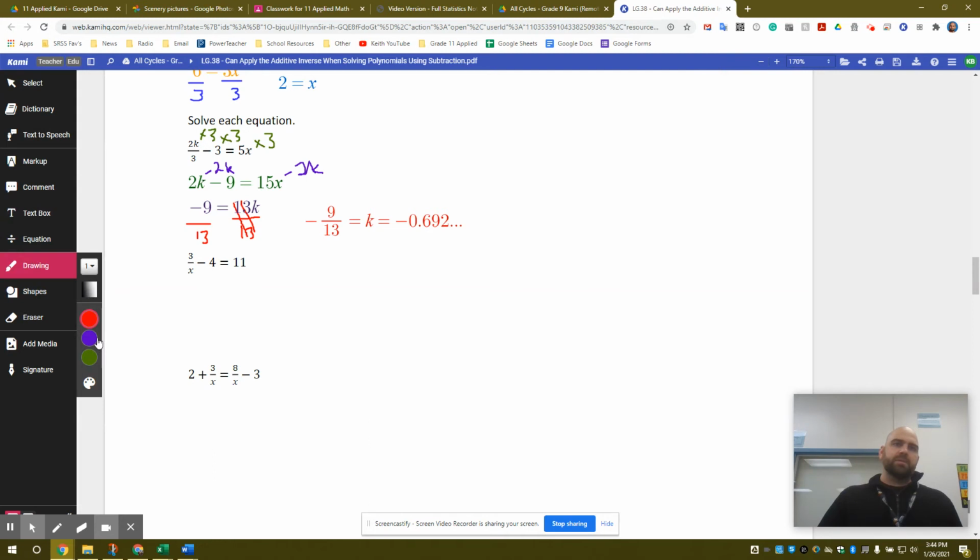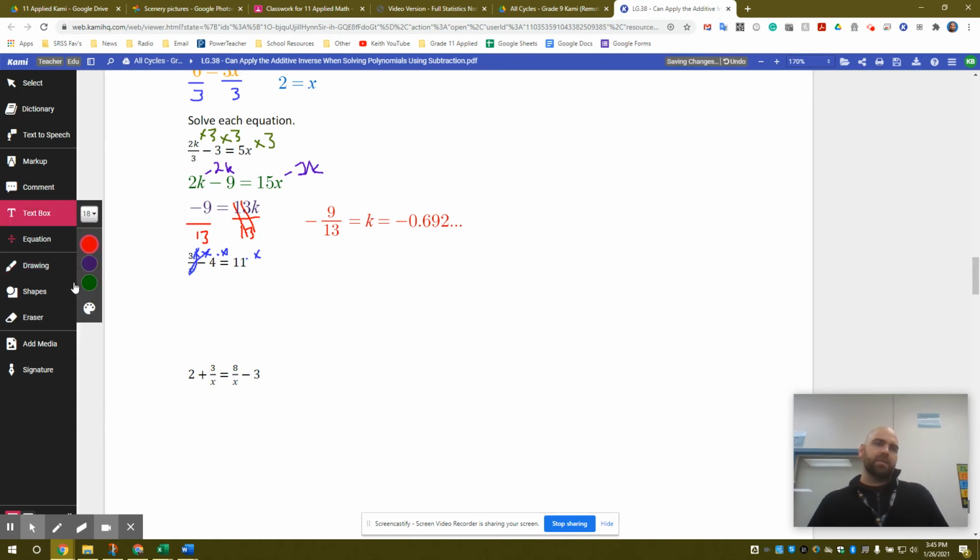All right, next one here. We have 3 over x minus 4 is equal to 11. Now this one, a little bit different. We have that x in the denominator. To get rid of the denominator, we need to multiply every side by x. So we're going to do dot x, because if we just write x, then we don't know exactly what we're talking about. So we're going to do dot x, every single one. These ones here are going to cancel out, right? x divided by x is 1. So that's going to cancel out.